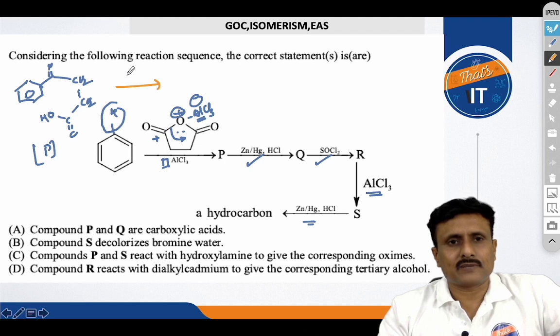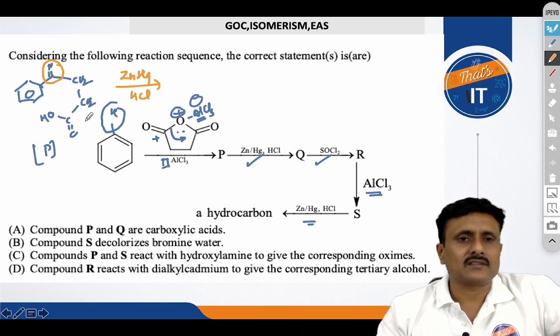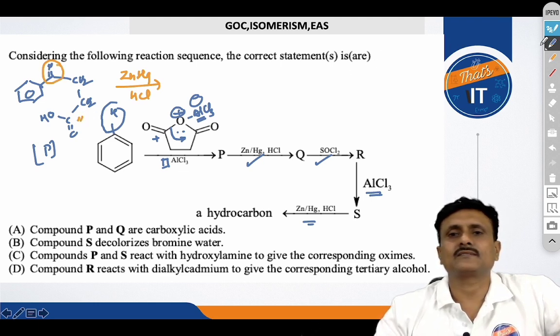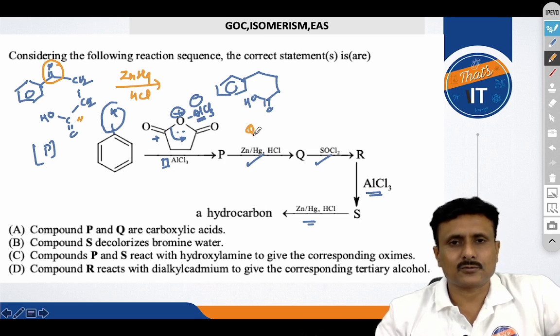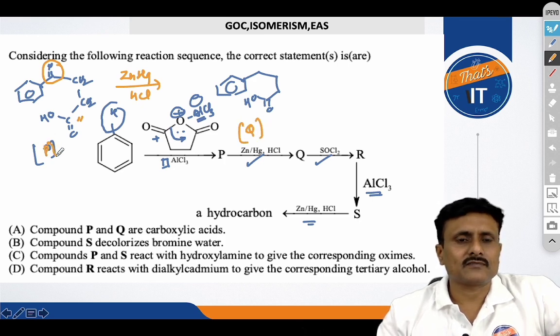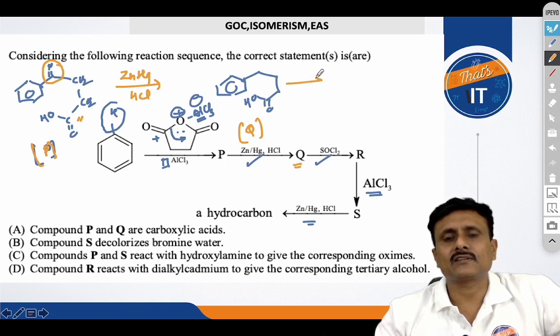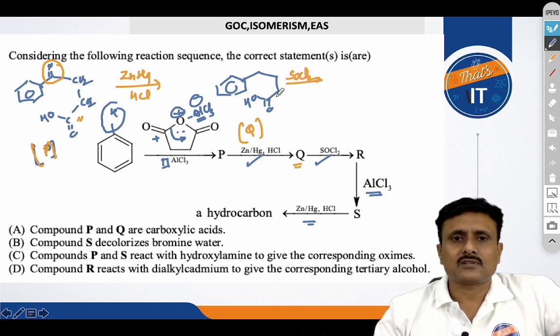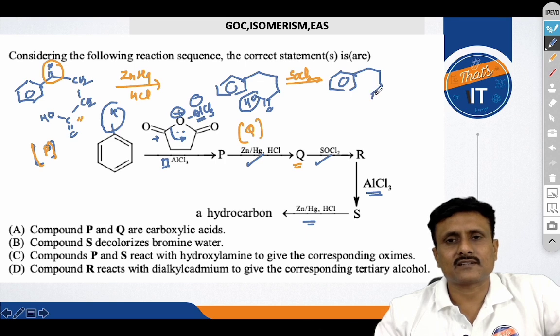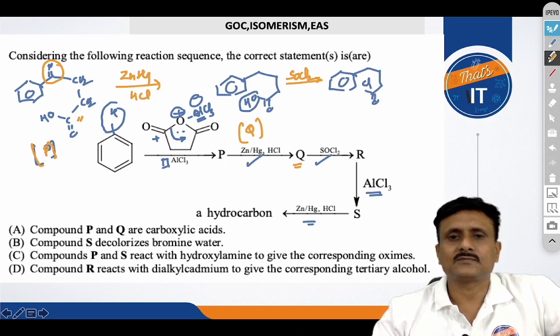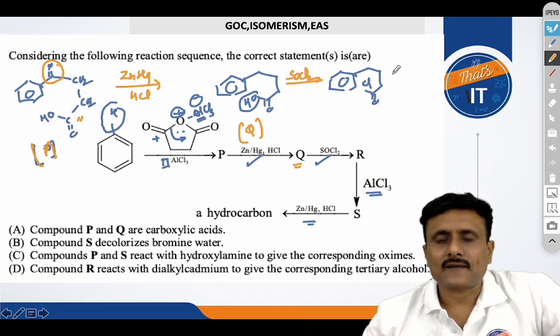You can see when this compound P is treated with zinc amalgam and HCl, beauty, isn't it? You know that it is going to reduce the aldehyde or ketone but not carboxylic acids. So after the formation of P, you are going to get C double bond O, OH. This is your compound Q. Next, Q when treated with SOCl2, you know that OH will be replaced by the chlorine, isn't it? You know this reaction, right? OH will be replaced by chlorine. So this is your compound R.